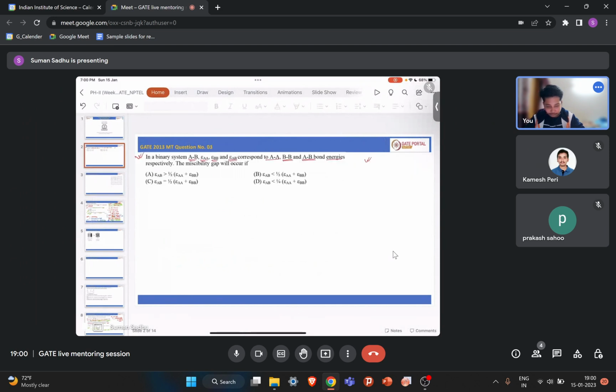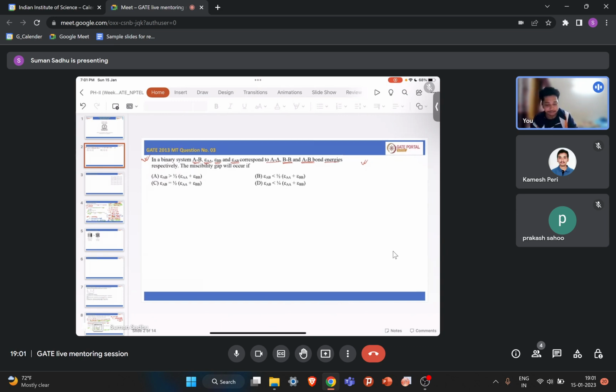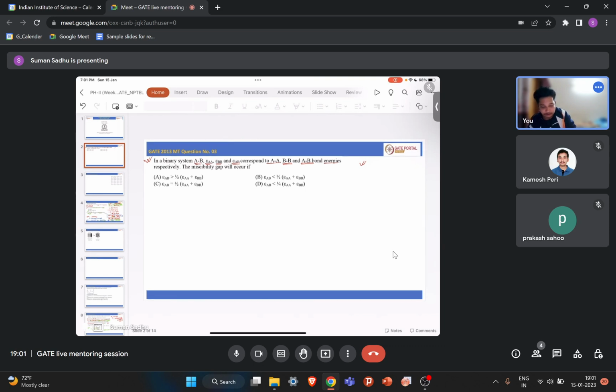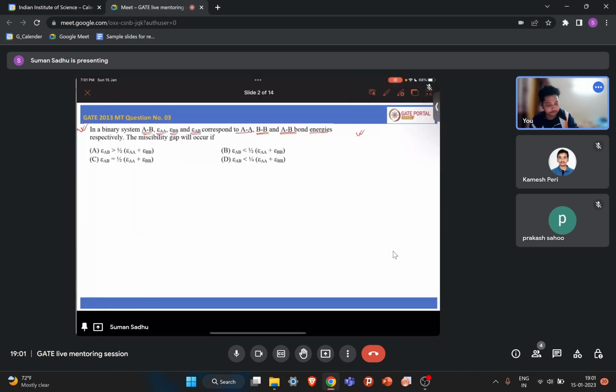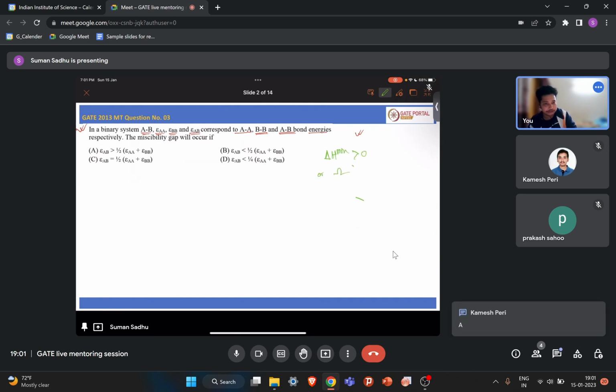Okay. So this is question number 3 of GATE 2013. In a binary system AB, epsilon AA, epsilon BB, epsilon AB correspond to the bond energy of AA, BB, and AB type of bond. And the miscibility gap will occur if, there are 4 options given. So as we have already discussed, miscibility will occur when delta H mix is greater than 0 or omega is greater than 0.